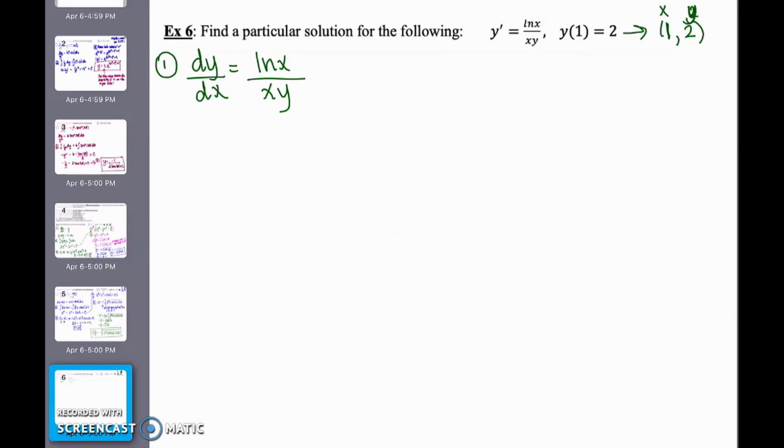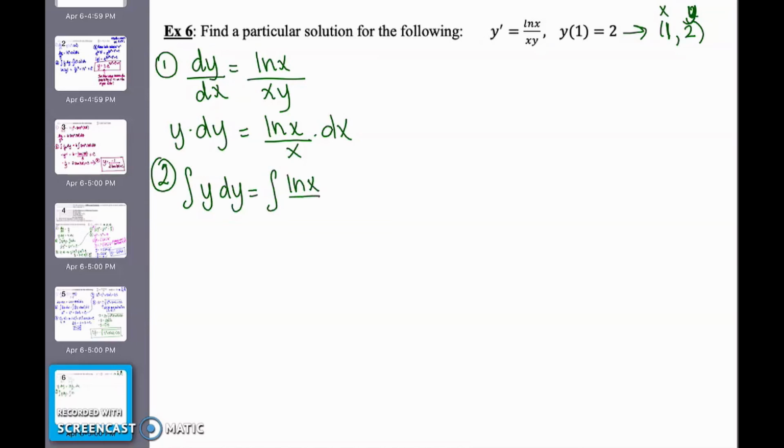So I'm going to separate my variables. If I want to get that y out of the denominator, I need to multiply by y. So on the left, I will have y dy equals, and then on the right, I've got natural log of x, still divided by x, I still have that x underneath it, times dx. Okay, now I am going to integrate both sides, right? So step 2 is going to be to integrate. So I've got the integral of y dy equals the integral of ln x over x dx.